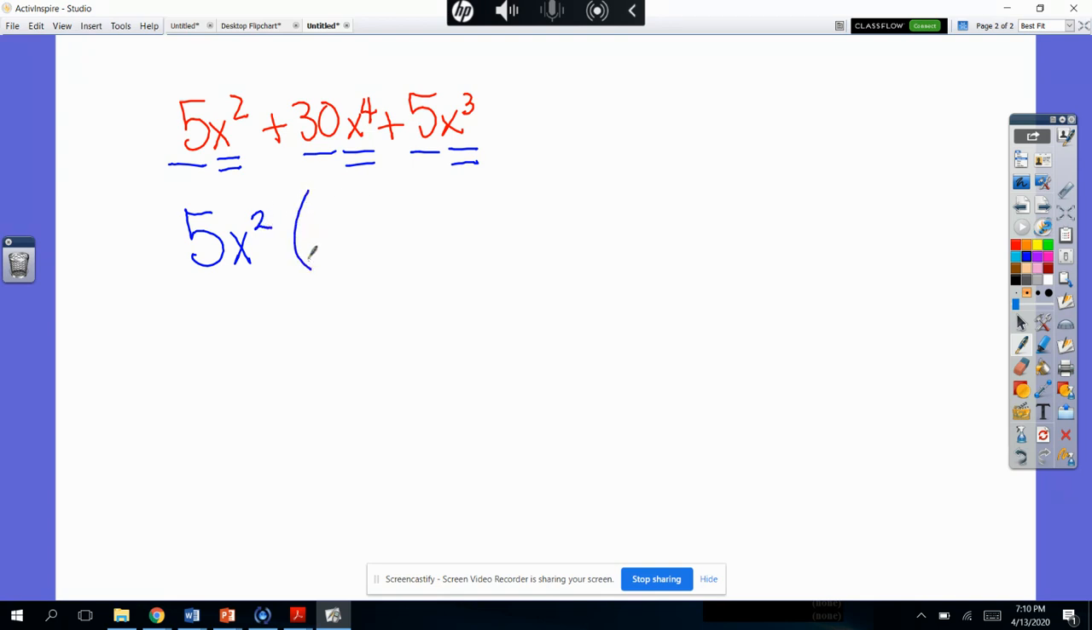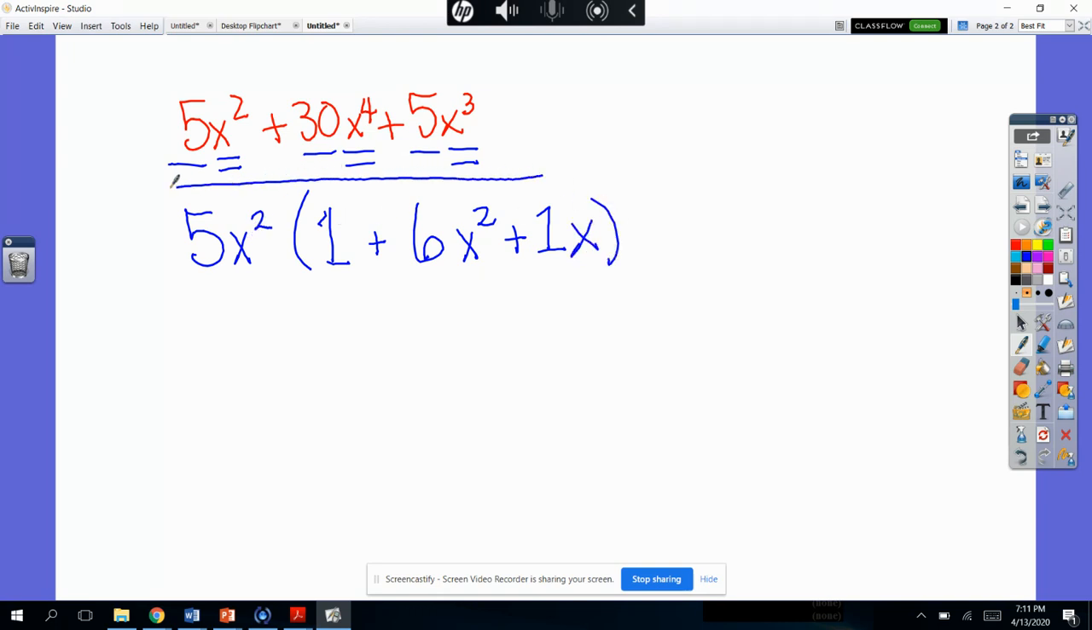Then you tell me what's left. We divide the numbers: 5 divided by 5 is 1, and 2 take away 2 gives you no more x's. I'm not going to write that because I already have the 1 sitting here. Plus, 30 divided by 5 is 6, and 4 minus 2 gives me 2 x's left. Then 5 divided by 5 is 1, and 3 take away 2 gives me 1 x left. This is the answer to the whole problem. That's what they have in common.